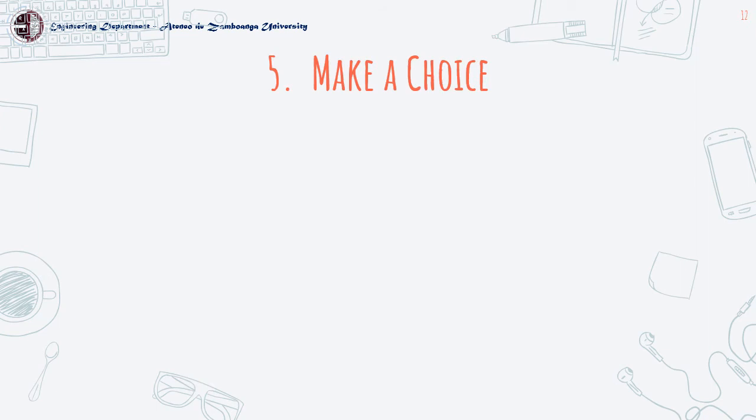Number five is making a choice. So after evaluating the alternatives, you as a decision maker, as an engineer manager, must be ready to make a choice. This is the point where you have to convince, or you must be convinced that all the previous steps from 1 to 4 have been correctly done.